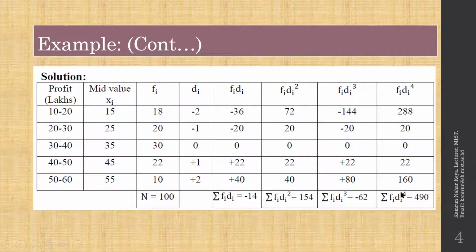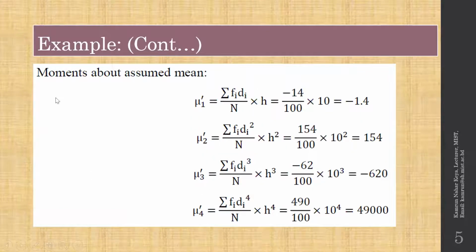After that, you need to sum up the whole column to get the summation for each of the 4 cases. These 4 cases will give 4 raw moments. So this is our moments about assumed mean. I've just shown it on the board. You just have to put down the formula and the value you get in the table, and you will get its value here.